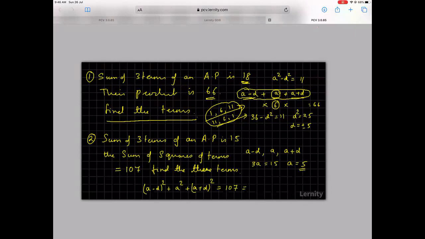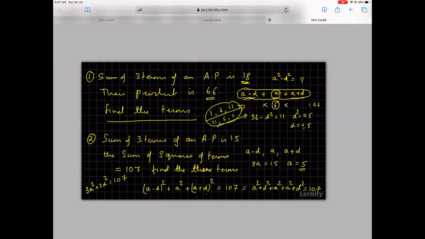So now (A minus D) the whole square will give you A squared plus D squared minus 2AD, and plus 2AD will get cancelled. So again plus A squared plus A squared plus D squared. This is equal to 107. So from here you will get 3 times A squared plus 2 times D squared is equal to 107.